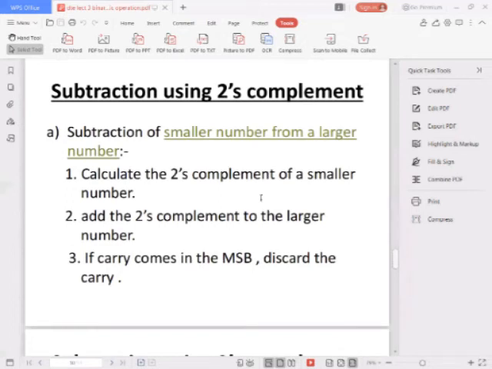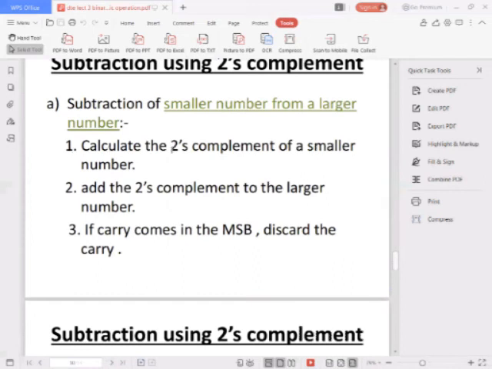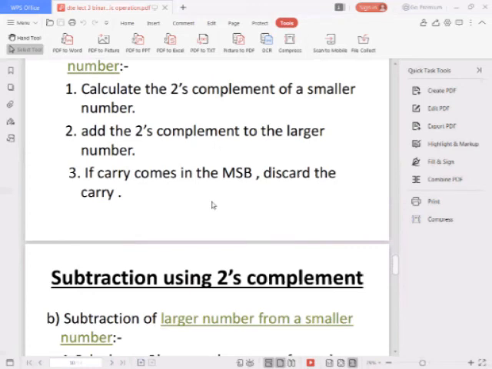Then we will see about the subtraction using 2's complement. These are the steps of subtraction using 2's complement for a smaller number from a larger number. Step number 1 is calculate the 2's complement of the smaller number, then add it to the larger number. If carry comes in the MSB, then discard the carry. That is, our answer is in positive form.